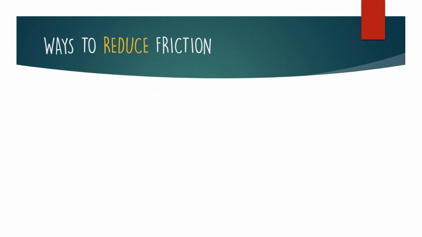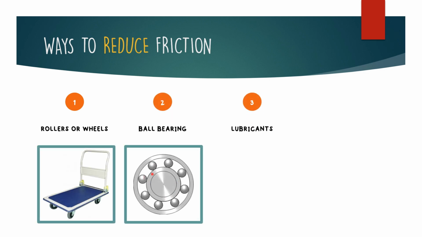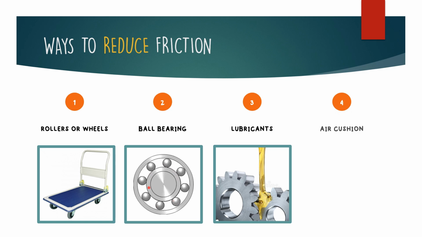There are some ways that we can use to reduce friction. We can use rollers or wheels, ball bearing, lubricants or oils, and air cushion.